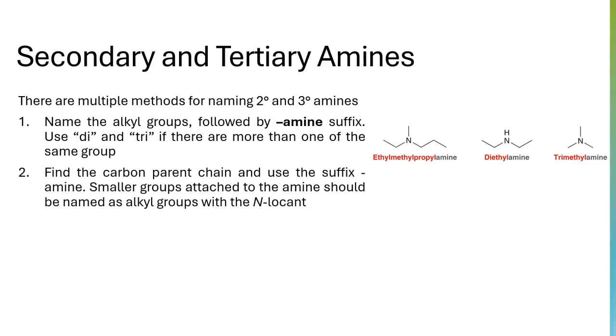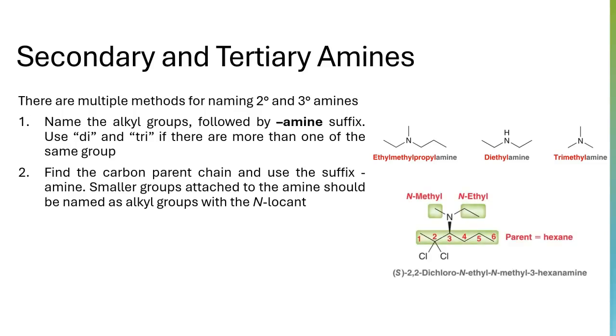2. Find the carbon parent chain and use the suffix amine. Smaller groups attached to the amine should be named as alkyl groups with the N locant. For example, (3S)-2,2-dichloro-N-ethyl-N-methyl-3-hexanamine lets us know that we have R groups that are different on the nitrogen.